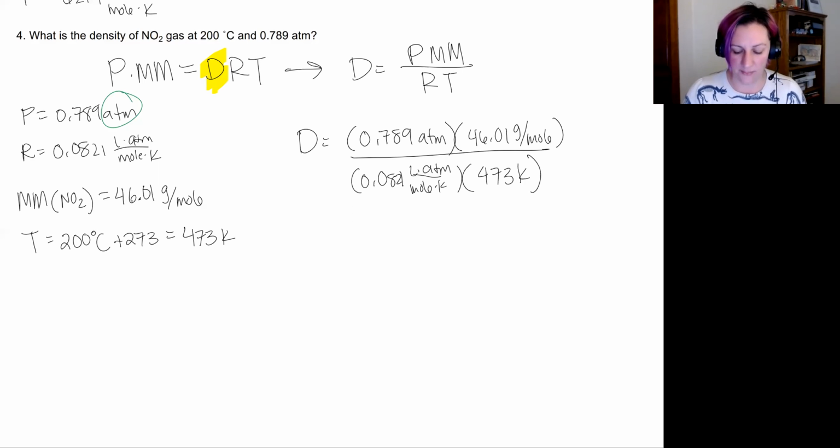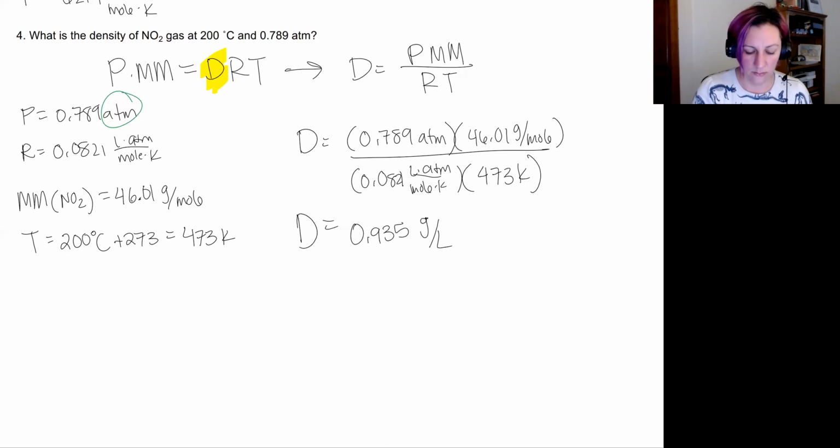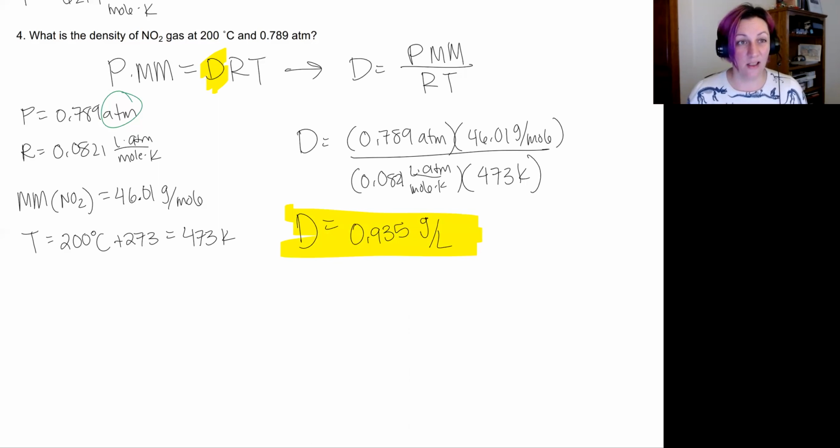Whew, it's a lot. All right, so plugging this in, I'll get my density of my gas. And plugging into my calculator, I got 0.935. And those units, because we're working in grams and liters, will be grams per liter. And that's how we calculate the density, just using that equation we developed together.